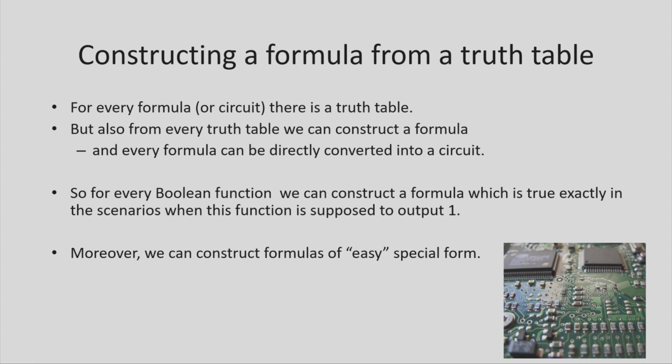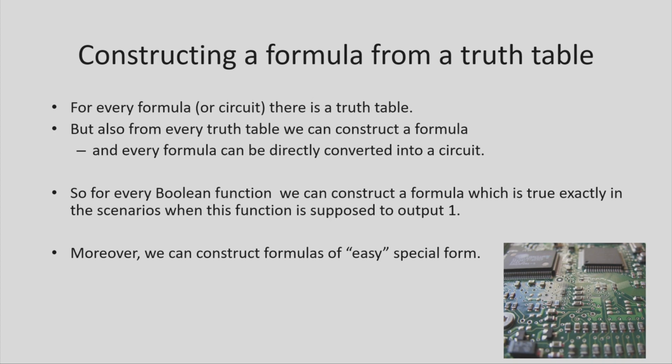Okay, so now suppose we do have a Boolean function that is described by its truth table. How do we go about making a circuit, or at least, since we're not getting into circuits just yet, a formula that would evaluate to true exactly when that Boolean function outputs 1 and evaluate to false when the Boolean function is supposed to output 0.